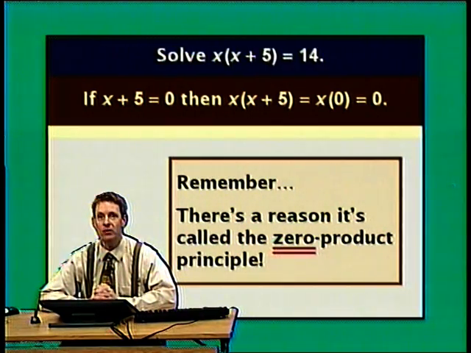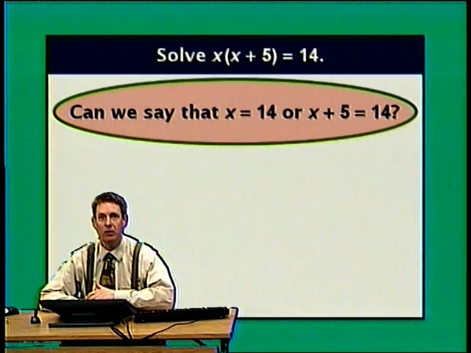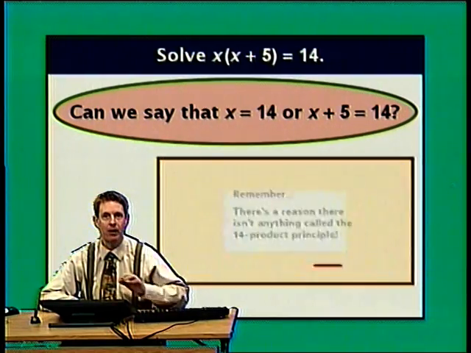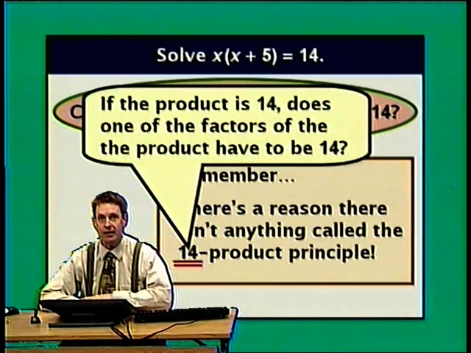So letting x equal 0 or x plus 5 equals 0 is not going to give us a product of 14. So sometimes people will say, well, then can we say that x is 14 or x plus 5 is 14? Well, let's remember, there's a reason there isn't anything called the 14 product principle. There's actually a couple reasons. The first thing is this. If the product is 14, does one of the factors of the product have to be 14? Well, no. There's all sorts of pairs of numbers you could multiply together and get 14. What's an easy example? 2 and 7, and neither factor is 14.